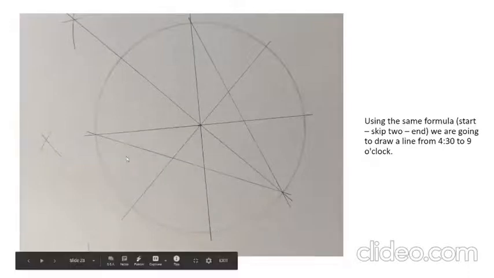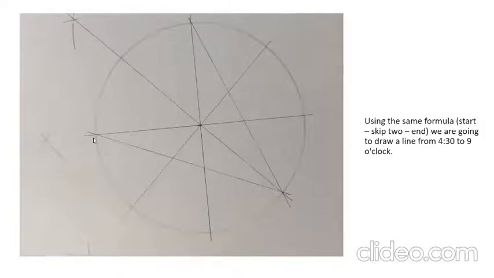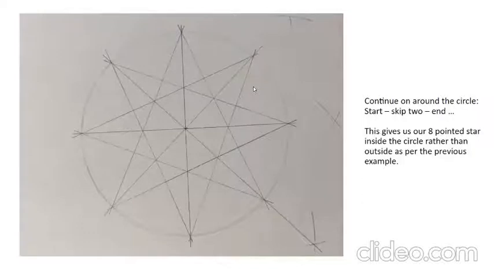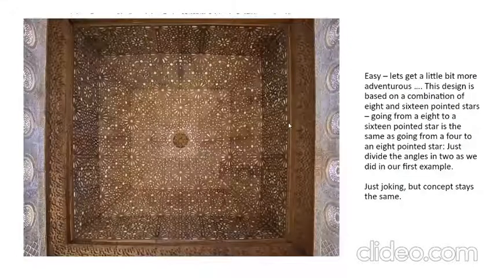Start, skip to, end. Now this is going to look very crazy, but in fact, just stick to your formula and your end result is going to be this. So remember the formula: start, skip to, end, start, skip to, end, start, skip to, end. And you'll find that you won't be reusing any of the intersections. You will just work your way around a few times and end up with this star, a self-intersecting octagon.